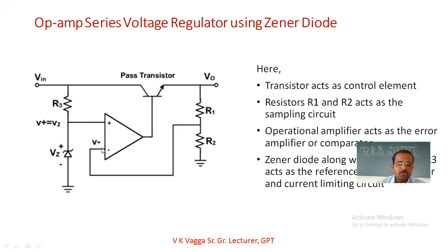And if this is going to be decreased, the voltage will be more at the positive. If the voltage is more at the positive, it means the base voltage of the transistor is going to be increased. If this voltage is increased, you know that IE is equal to IC plus IB. If this base voltage increases, the emitter current IE increases, and the output voltage itself has been increased.